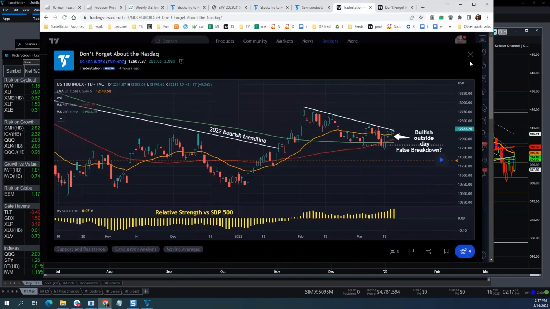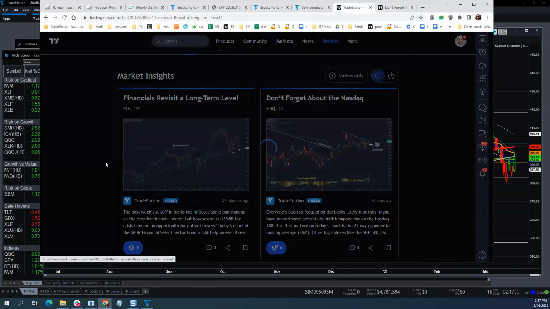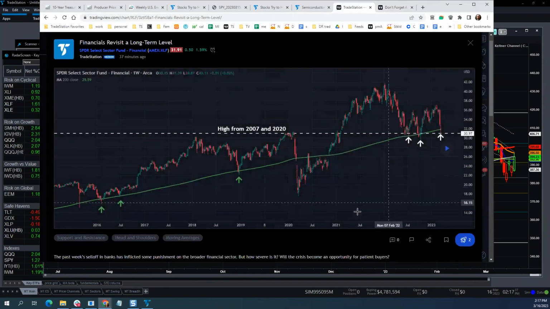But the other one that we did is the XLF, which is to me now a spot that's something a little bit more to think about. This is a weekly chart of the XLF, the financial ETF. If you go back on this thing, you're looking at levels that go back to before the financial crisis. That was a high, right? This level. Look, right before COVID we crashed, then we broke out, and then look how we've been holding it since.